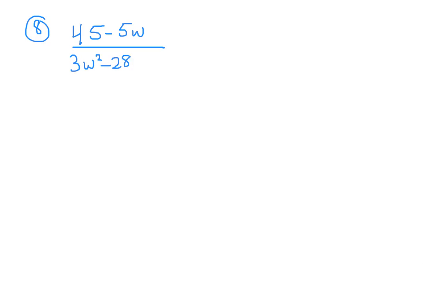All right, let's look at number 8. 45 minus 5w over 3w squared minus 28w plus 9. So what can we do here? Well, we're going to have to factor. The top is going to be okay. We can just factor out a 5. But let's look at the denominator. I'm going to set it over here again and decide how I'm going to factor that.